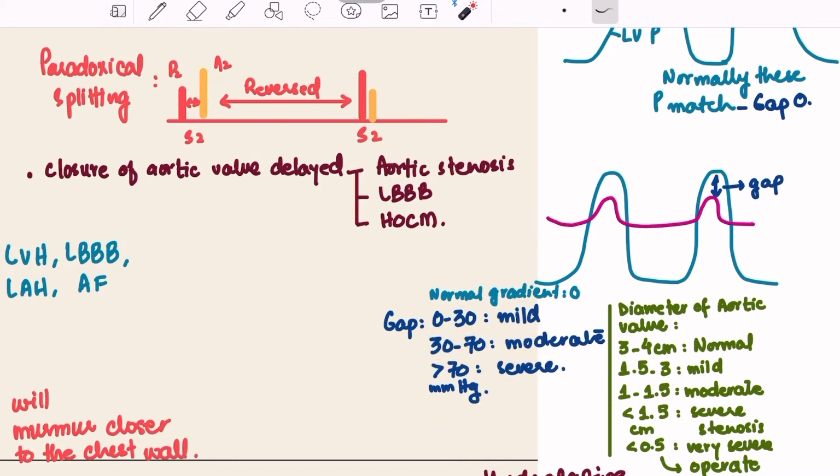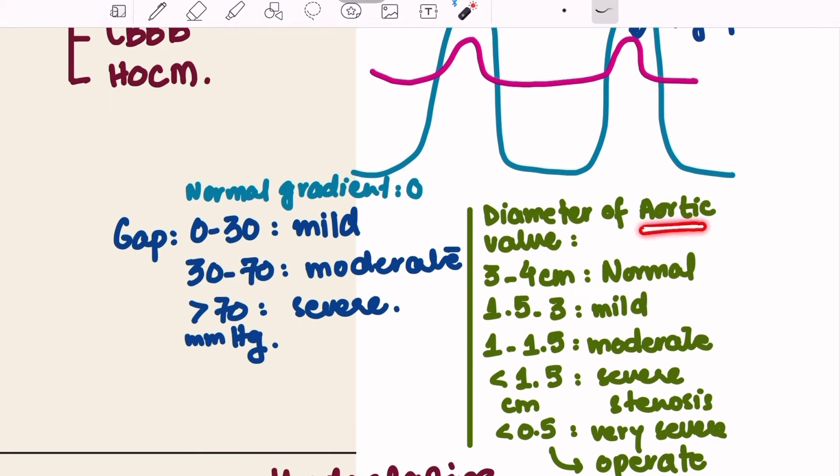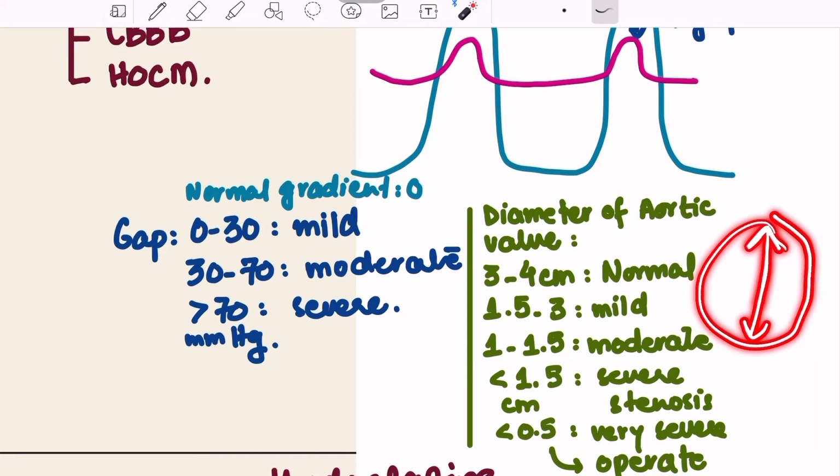Other than that, to assess the severity of aortic stenosis, we can also look at the diameter of the aortic valve. So normally the diameter of the aortic valve is 3 to 4 centimeters. If it becomes 1.5 to 3 centimeters, it is mild stenosis. If it becomes even smaller and becomes 1 to 1.5, it is called moderate. If it is less than 1.5, it is called severe. And if it is less than 0.5, it is called very severe stenosis, and we need to operate right away.